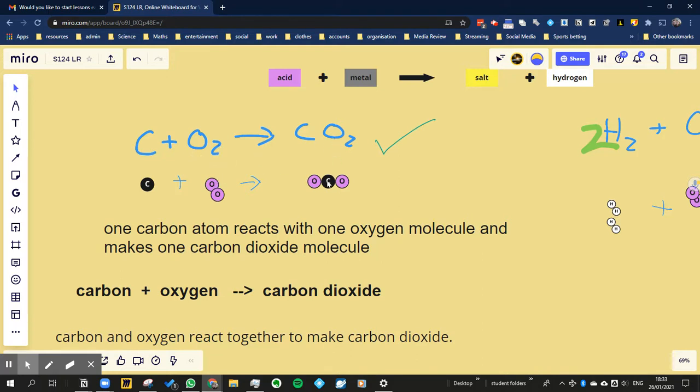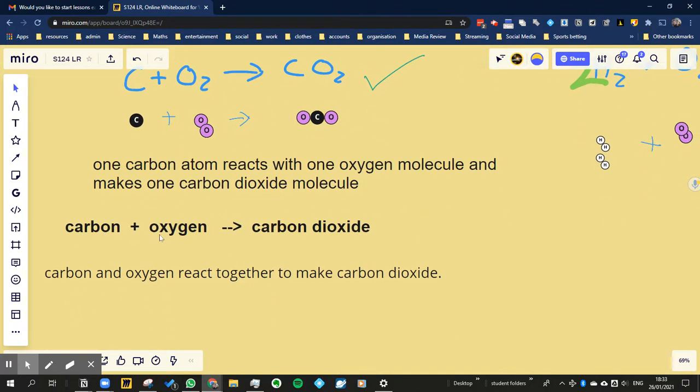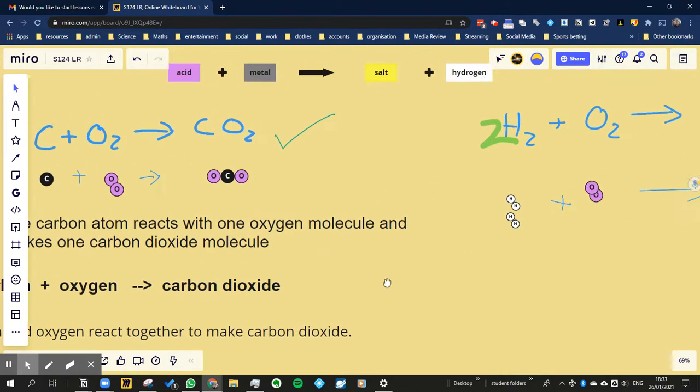So CO2, there's 2 oxygen atoms. So once again, it tells me that one carbon atom reacts with one oxygen molecule to produce one carbon dioxide molecule. So it gives us a fair amount more information than carbon plus oxygen producing carbon dioxide. It gives us more information than that.